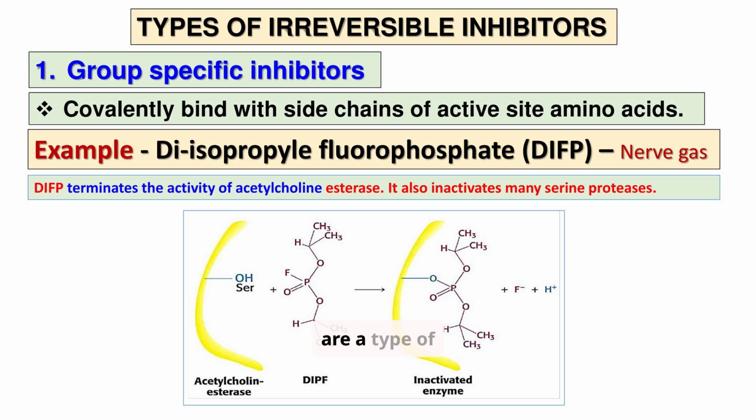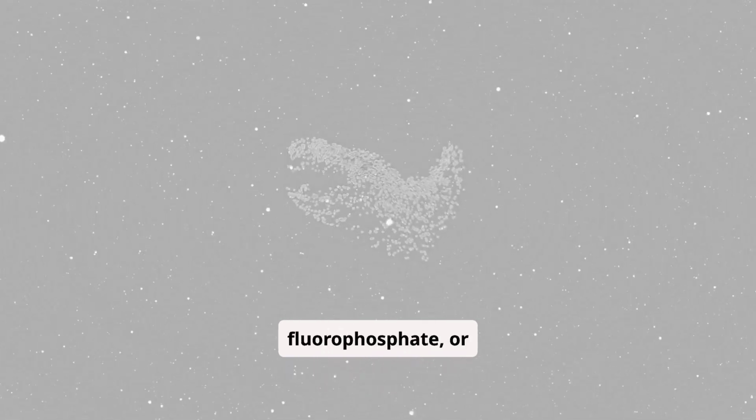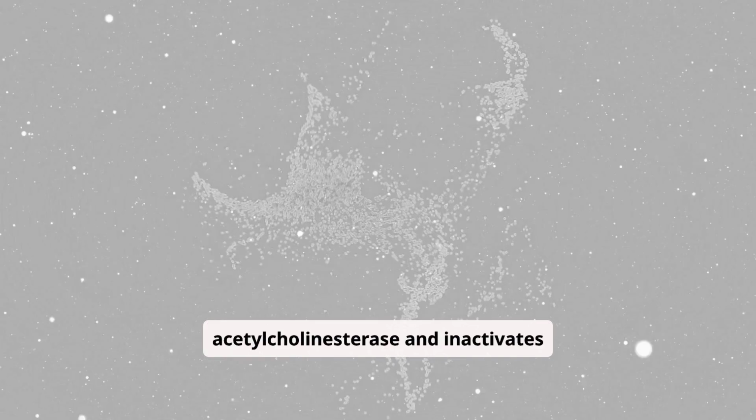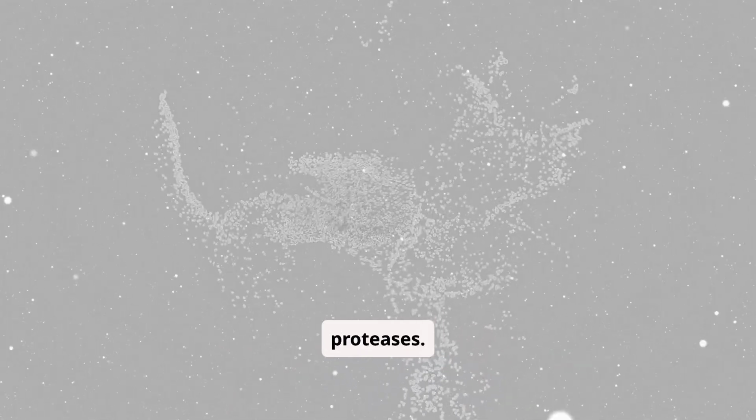Group-specific inhibitors are a type of irreversible inhibitor that covalently binds to specific side chains of amino acids in the active site. Diisopropyl fluorophosphate, or DIFP, is a nerve gas that terminates the activity of acetylcholinesterase and inactivates many serine proteases.